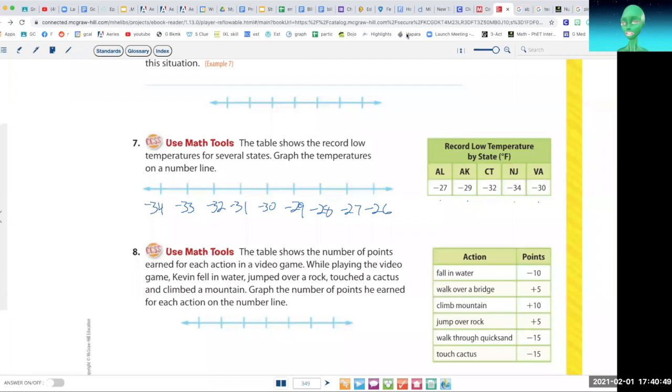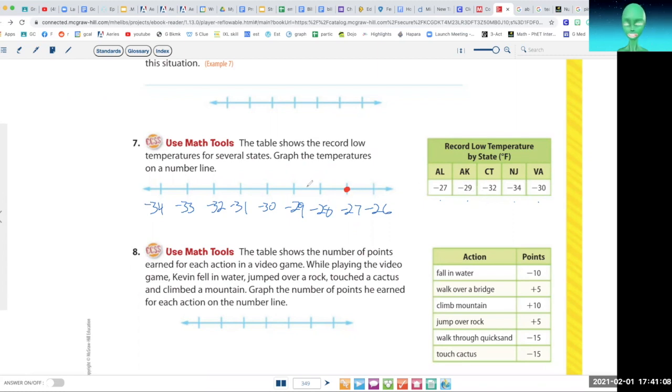So now all I'm going to do is graph these numbers. I see -27. So I find that, and that's over here. And if I look at this, -27 is the highest temperature. So this is high. Even though it's negative, that's the highest temperature compared to the others.